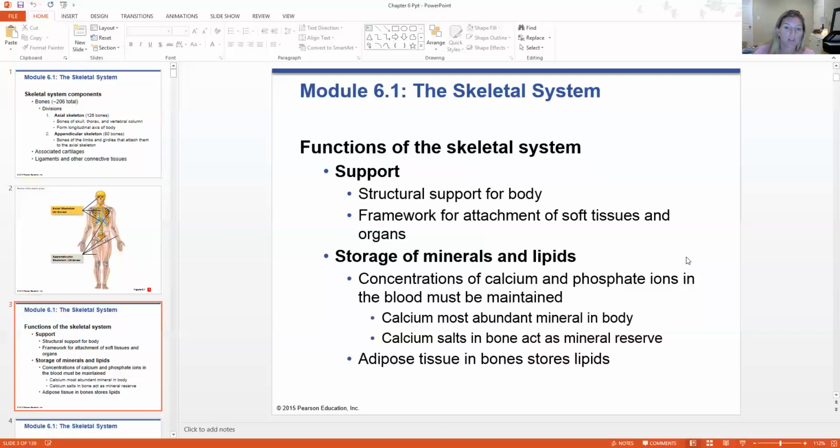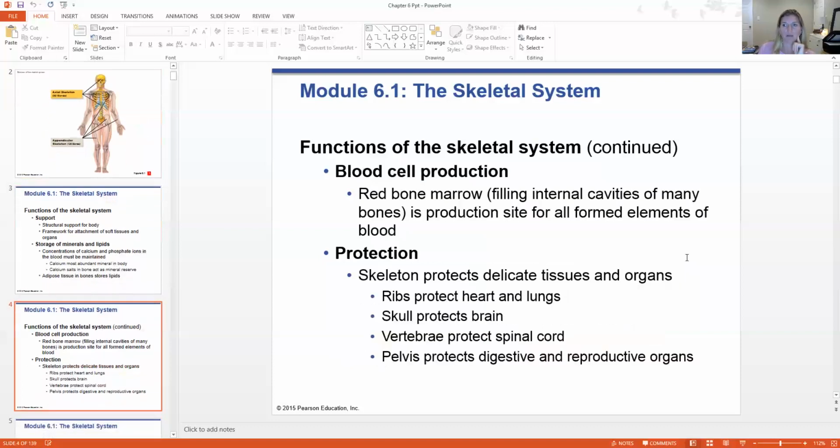If your blood calcium gets too low, then calcium is going to be taken from your bones and put into your blood. Calcium is the most abundant mineral in the body. We need it for almost every body system. You will hear calcium being used. And when you think calcium, think bones, but also think diet. You have to bring it in your diet. We'll get into that more later.